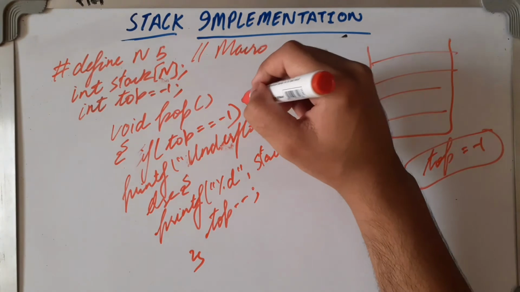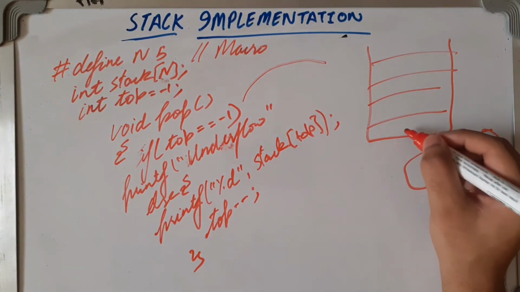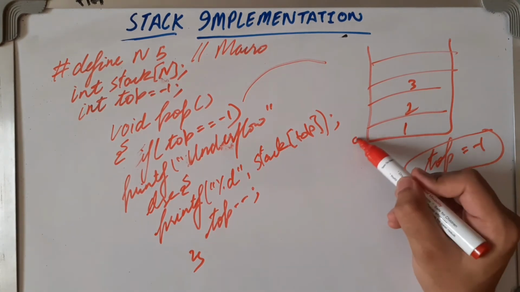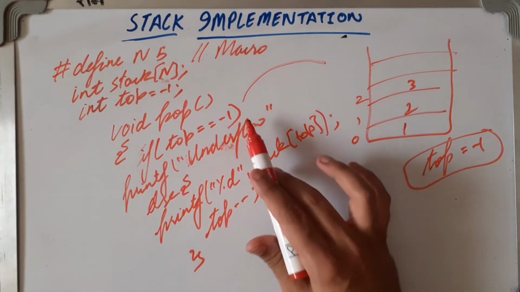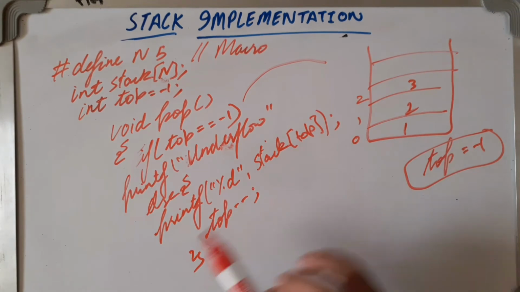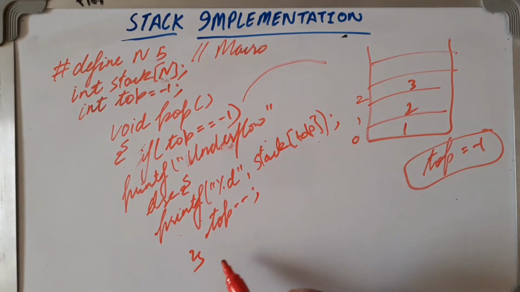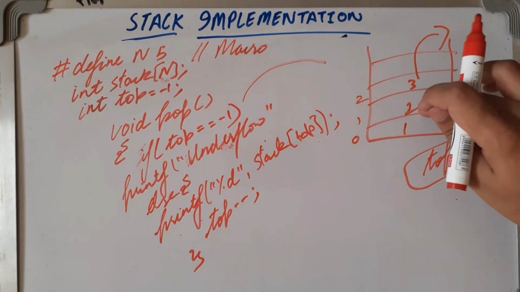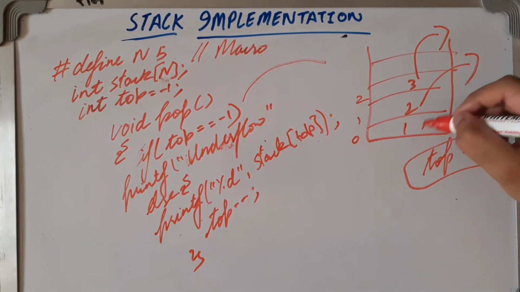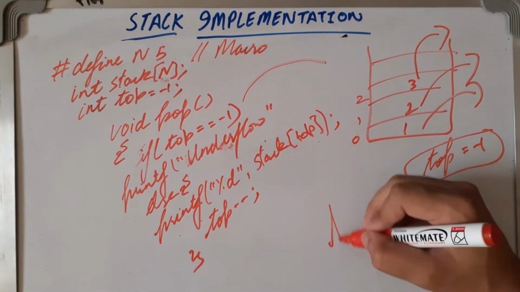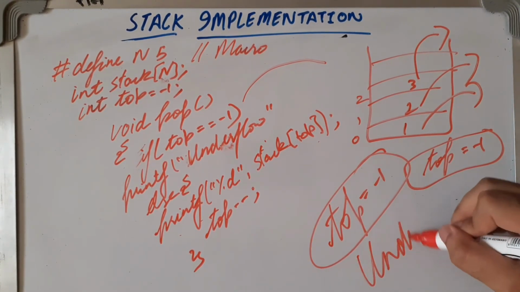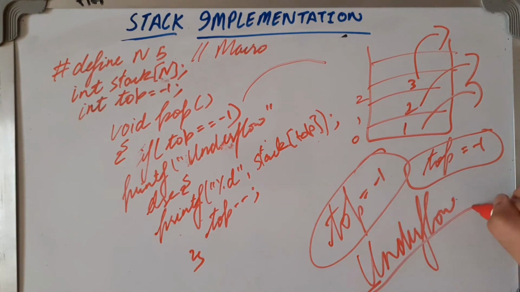If no element is present, it is underflow. Suppose here is 1, 2 and 3, and I want to fetch them, so top here is 0, 1 and 2. First it will check top minus 1 for underflow. No, top is not minus 1, so it will display the topmost element, which is 3, then top minus minus, then display 2, then 1, then top minus minus, then top value is minus 1, and it will display underflow, like it is not having any element. Okay guys.